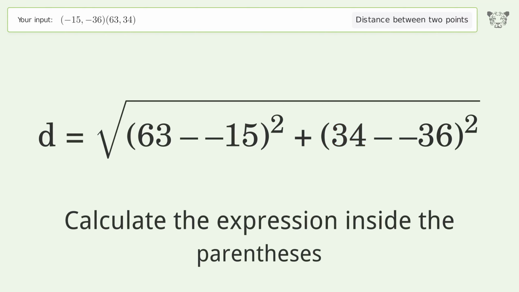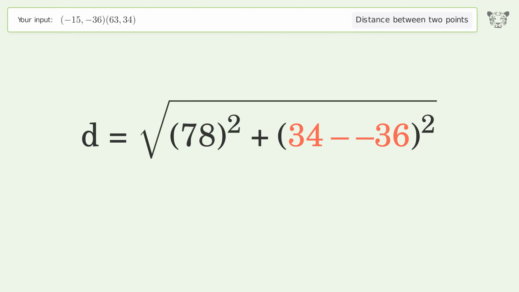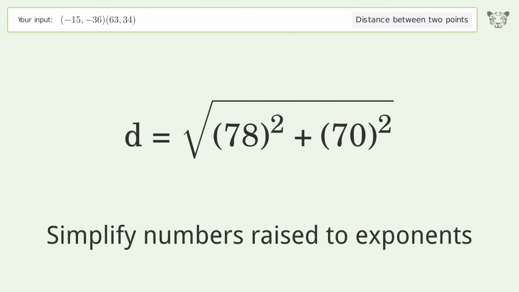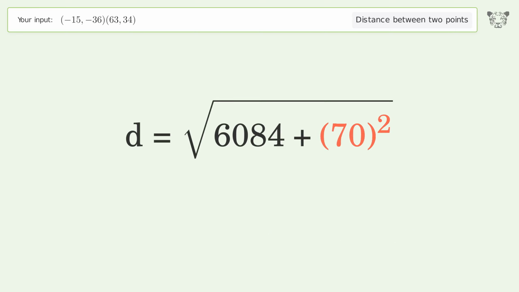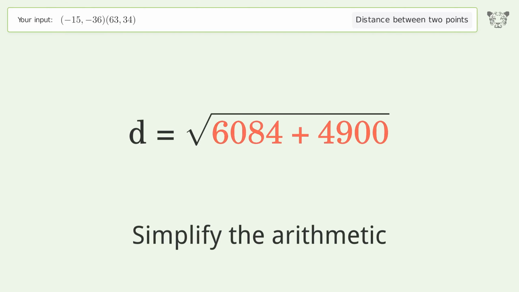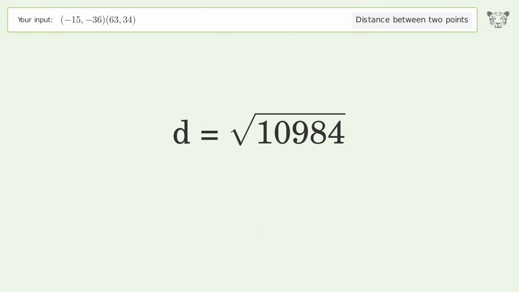Calculate the expression inside the parentheses. Simplify numbers raised to exponents. Simplify the arithmetic. And so the distance between the 2 points is the square root of 10,984 or 104.805.